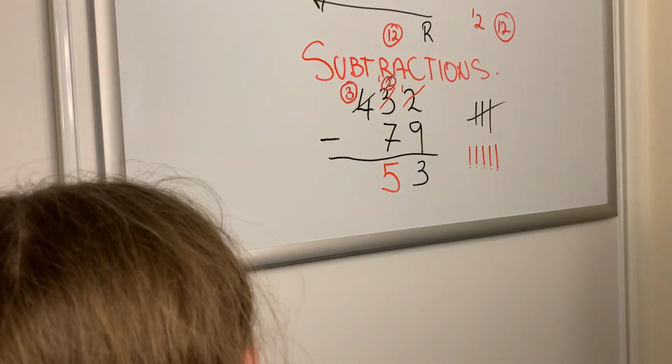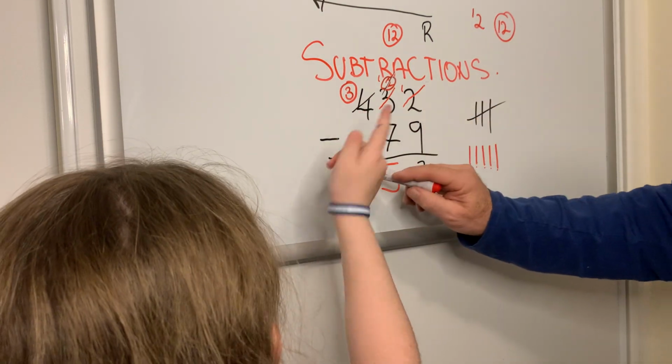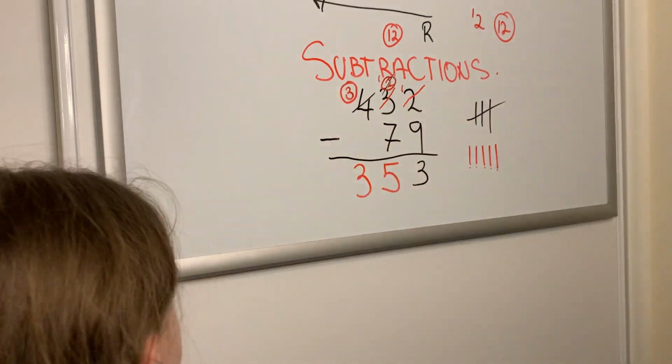And now this is a 3. It's just going to be 3 because there's nothing under it. Or you can just say it's a 0. Okay, if you want to say it like that.